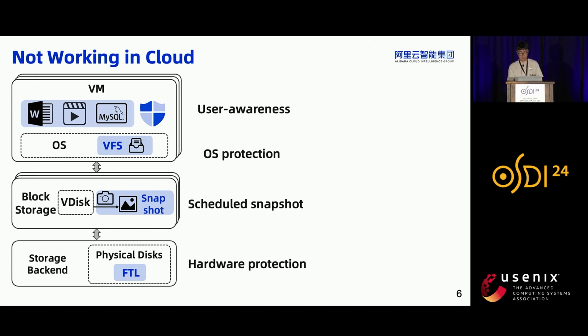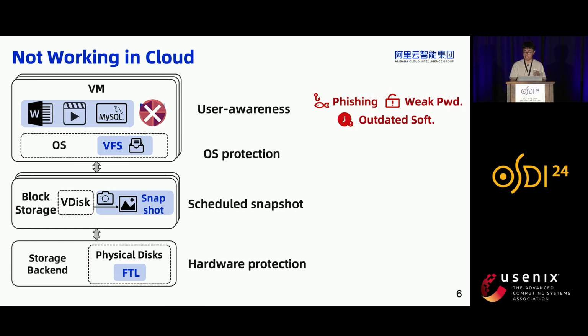However, the mechanisms are not working in the cloud, at least in our scenario. First, the users are the first and often the weakest defenses. They can and still do fall for phishing attacks, using weak passwords or neglecting outdated software. The patched OS is also not a good solution because users still tend to use either official or their own OS images, as it is easier to migrate what they already have been doing to the cloud.